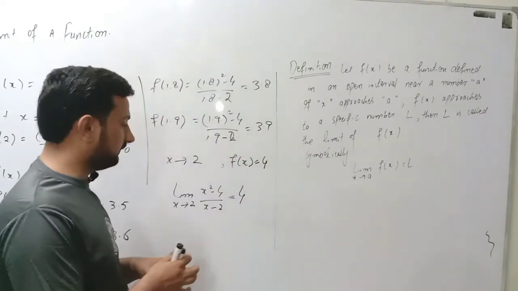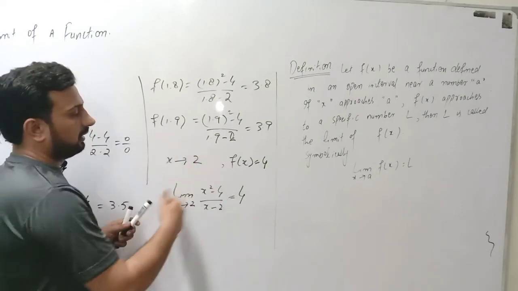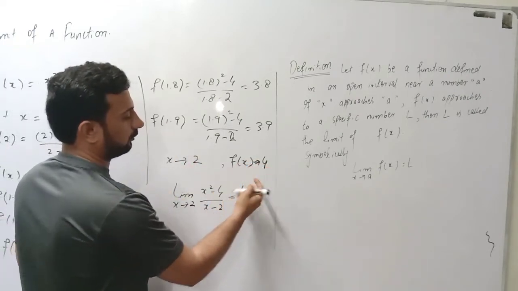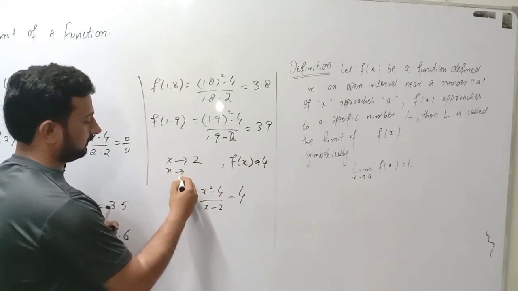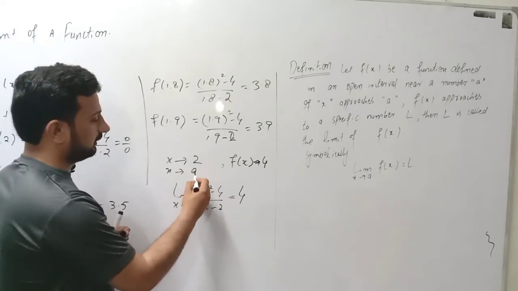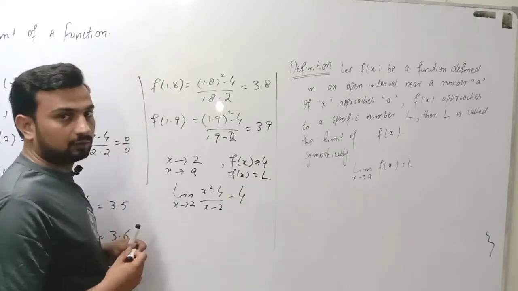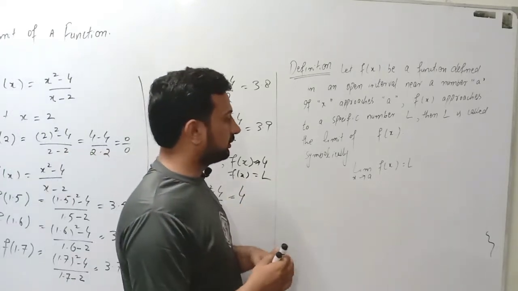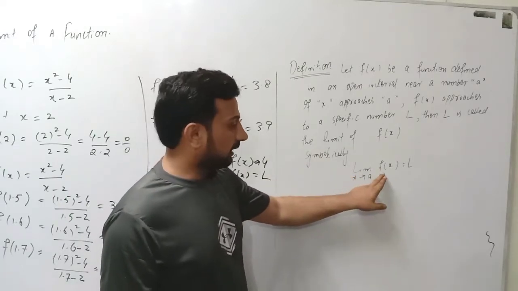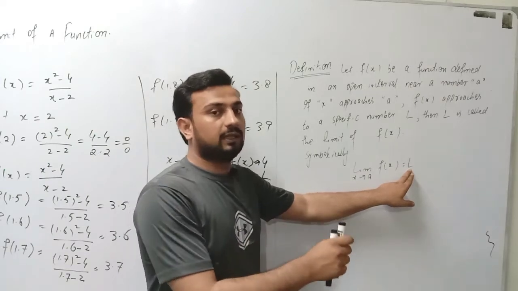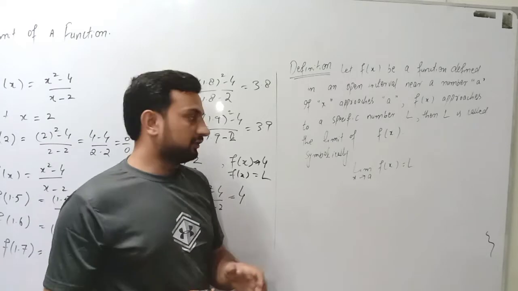So just come back to the previous example. If x approaches 2, in that example f of x approaches 4. So this is x approaching a number a, let's suppose, then f of x is approaching a specific number L. So this is the definition of a limit of a function. Symbolically you will write limit when x approaches a, f of x will approach a specific number L, and that specific number L will be called the limit of a function.